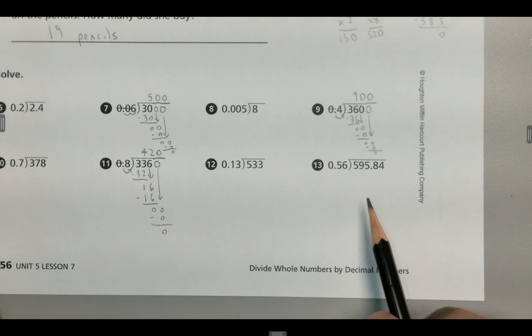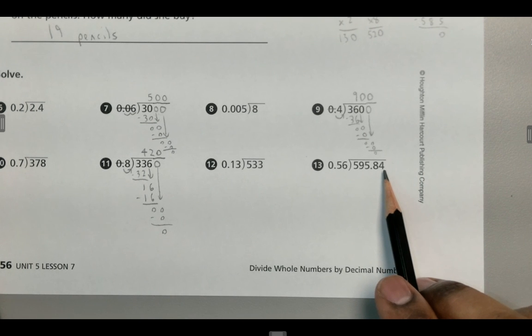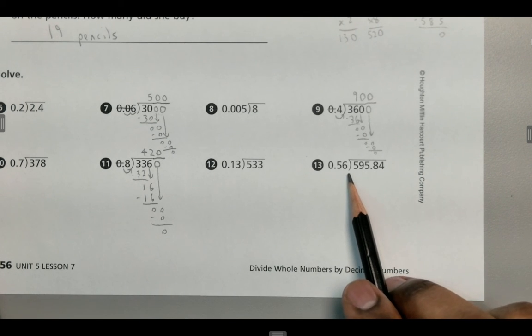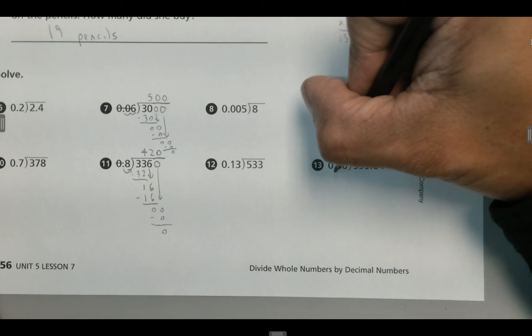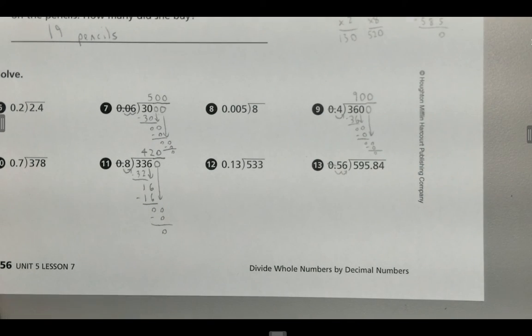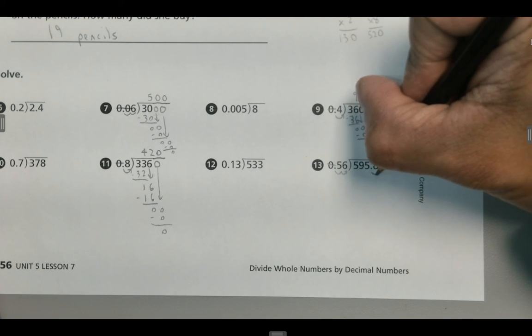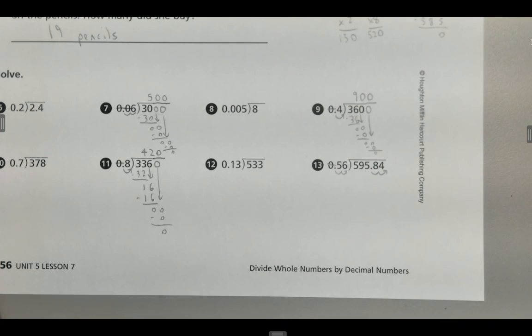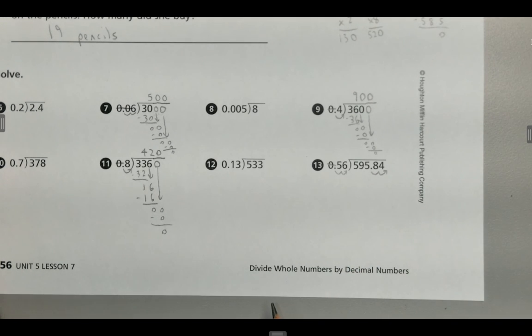And 13,595 and 84 hundredths divided by 56 hundredths. How many places do we need to push the decimal point? Whoop, whoop. 2 pushes. And we can rewrite our divisor as 56. What we do to that side, we'll do to this side. Whoop, whoop. And the dividend becomes 59,584. And let's get going.